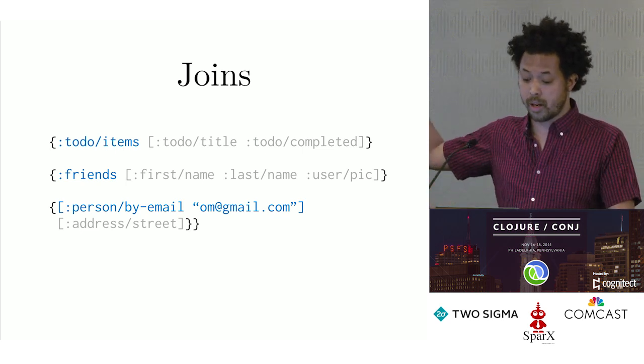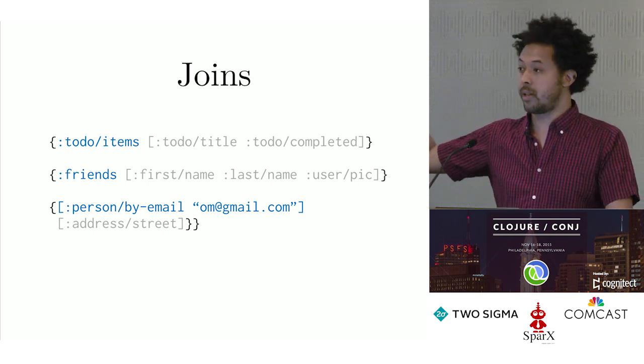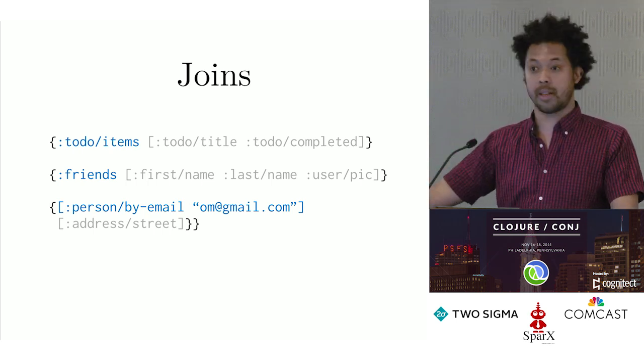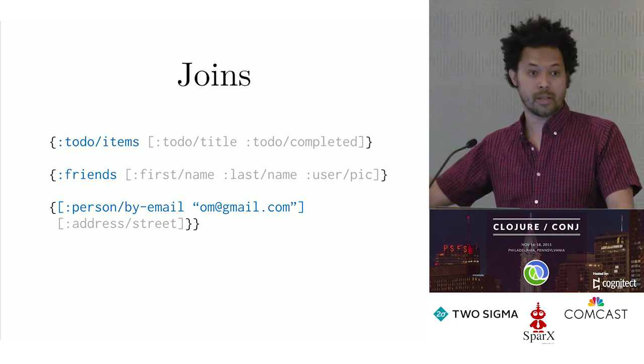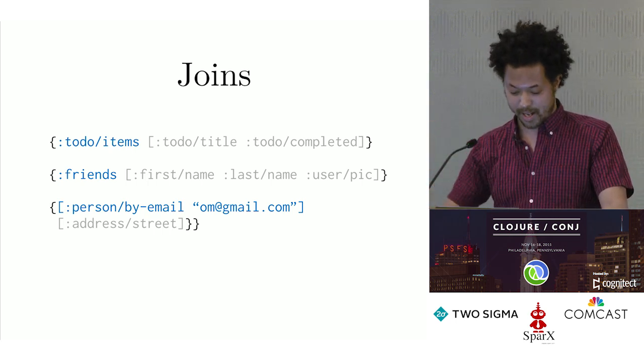So we're going to get out of that. So here, this is what a join looks like. I might want to get to-do items, and then I can recursively subselect the properties that I want from that, right? So this is just turtles all the way down.